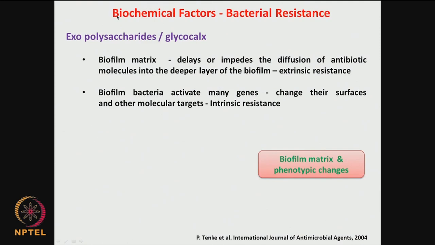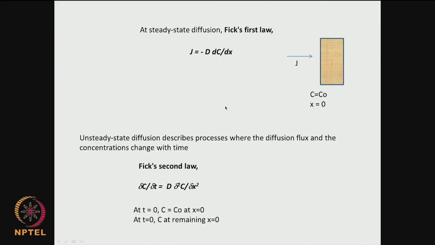What are the other biochemical factors which lead to bacterial resistance? You have the exopolysaccharides and glycocalyx. These are sugar and protein combinations. They form a thick matrix on top of the bacteria, so it delays or impedes the diffusion of antibiotic molecules into the deeper layers of the biofilm. So, they are more like a physical prevention. Then biofilm bacteria also activate many genes, so their surfaces and other molecular targets also change. The antibiotics are not able to go and attach because their surfaces and other targets have changed. The thick matrix preventing diffusion of the antibiotic we call extrinsic resistance, whereas the changes on the surface we call intrinsic resistance.